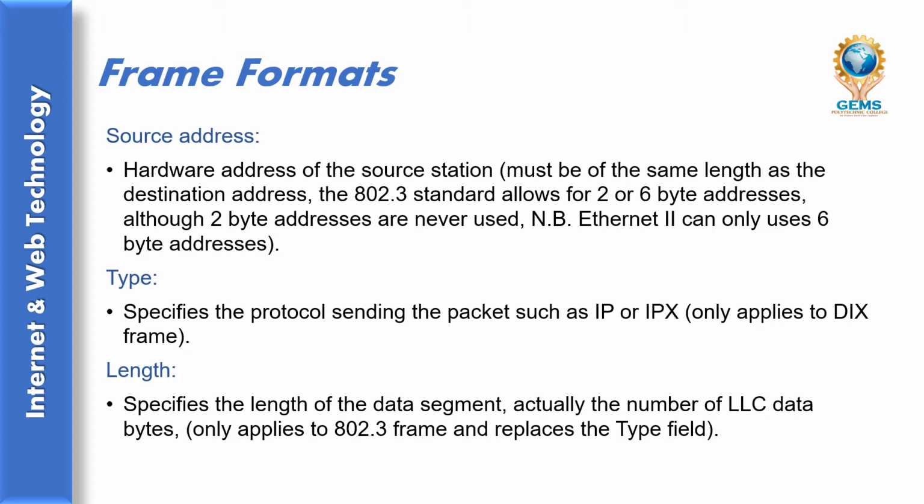And the type field specifies the protocol sending the packet, such as IP or IPX. That is only applicable in the old DIX frame format. And length specifies the length of the data segment, actually the number of LLC data bytes. Only the 802.3 frame uses the length field with LLC, and that replaces the type field.